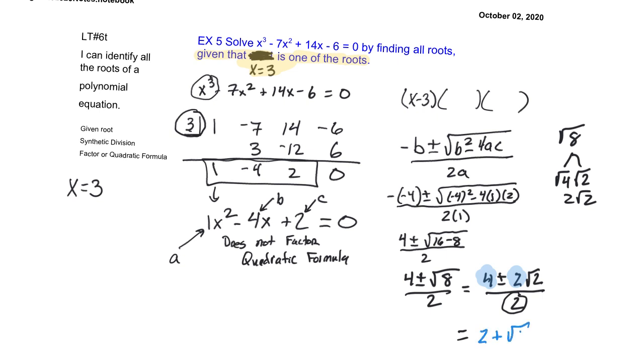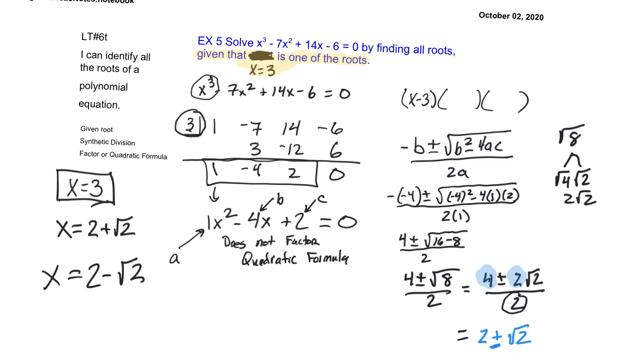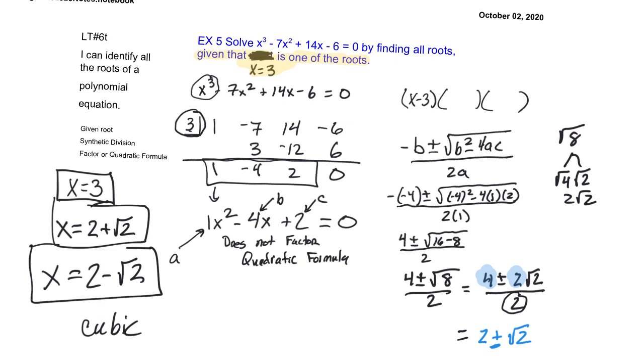And I'm left with 2 plus or minus root 2. So the quadratic formula gave me 2 answers. Therefore, for my final result, I already know that x equals 3. I now have that x equals 2 plus root 2. And I also have x equals 2 minus root 2. As a result, I've gotten 3 answers, and I started with a cubic. So I have the right amount of answers.